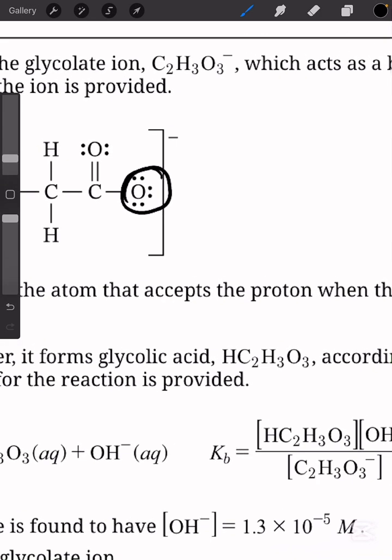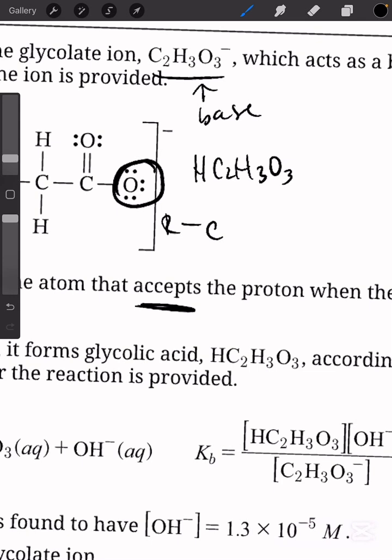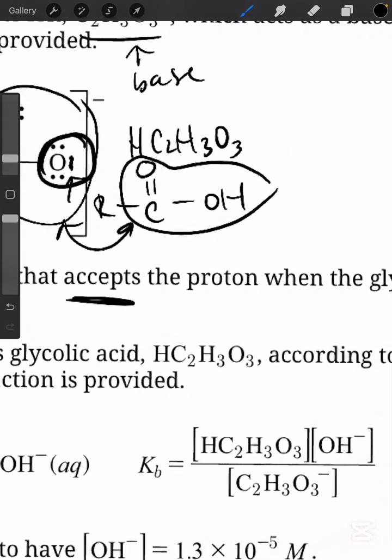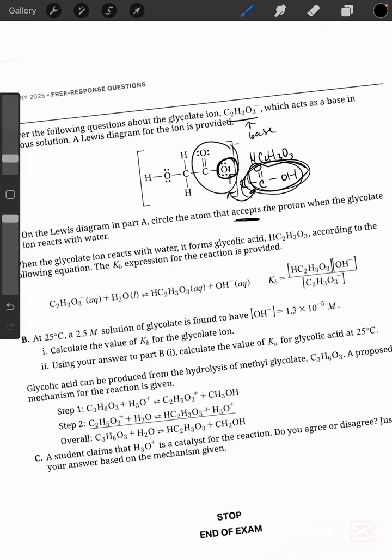In order to make, like this right now is a base, and it's willing to accept the protons, and as an acid it would be like this, and it would have a carboxylic acid functional group, so like this, and it just needs the H on here to complete this situation. So yeah, the answer would be this O, this oxygen right there.